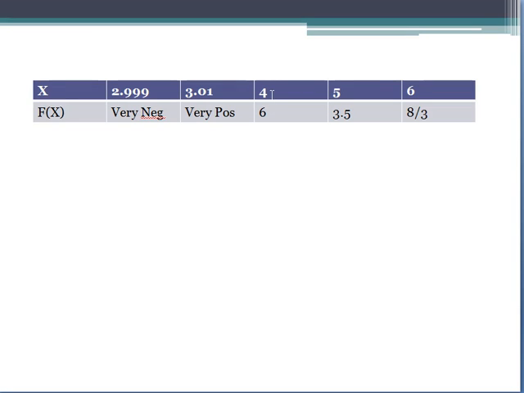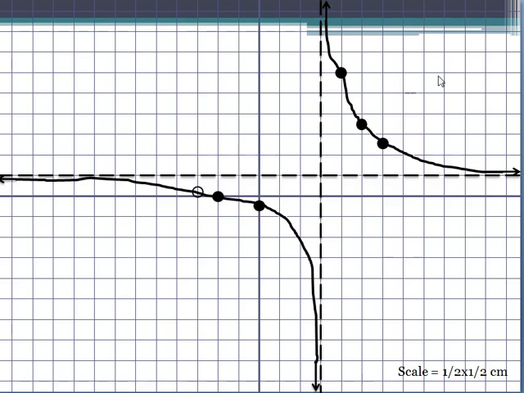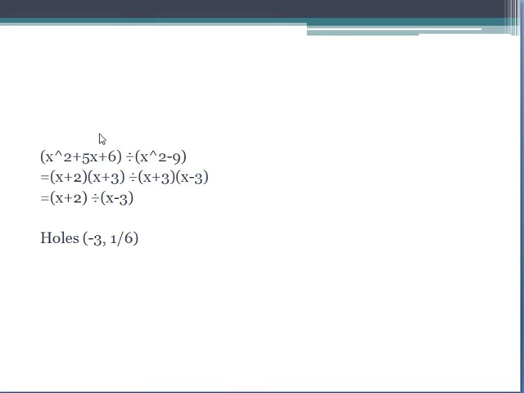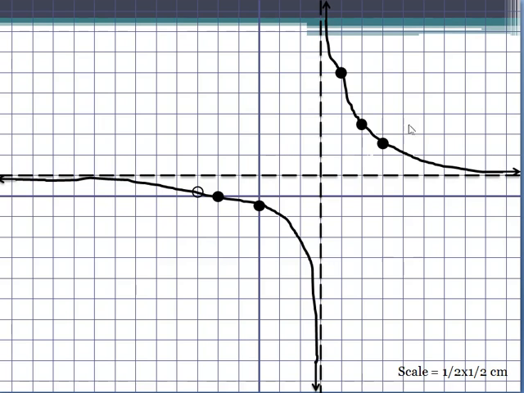When x is 4, by punching that in, we know it comes out as 6, so we can plot that. When x is 5, we know that y will be 3.5. And when x is 6, it will be 8 over 3. This works because it goes down in a slope, starting from the top. So just like that, we would draw in the graph. And from that, we now know how to graph our original rational equation, x squared plus 5x plus 6 divided by x squared minus 9, and turn it into a graph, finding all the key components.